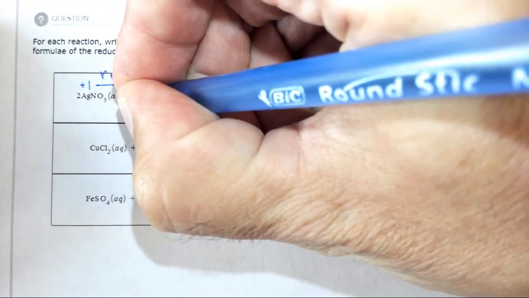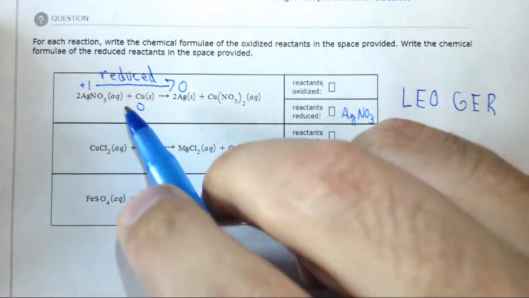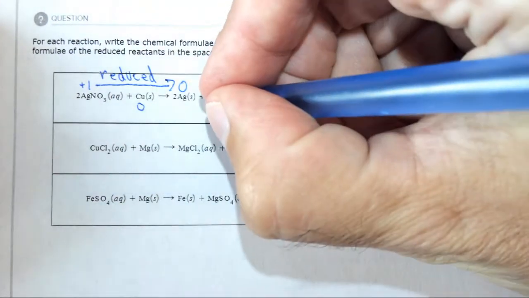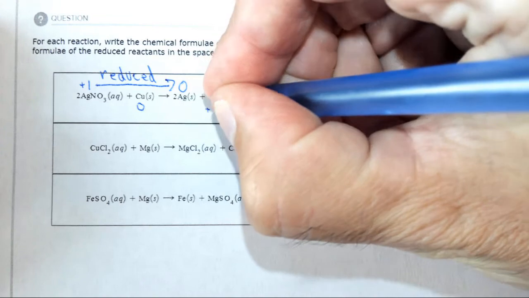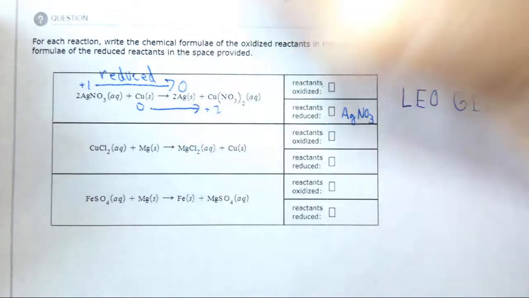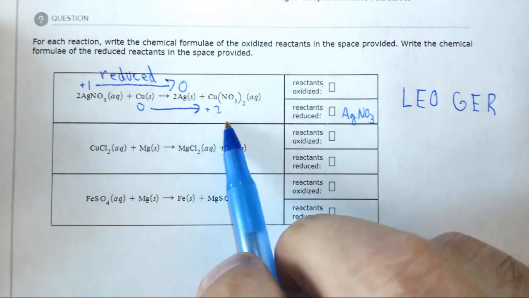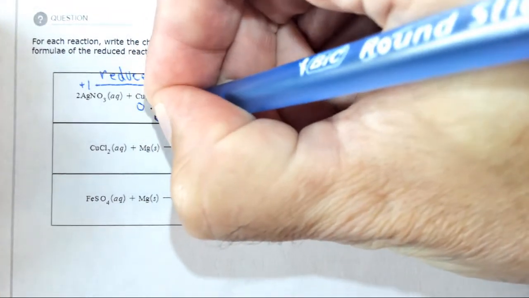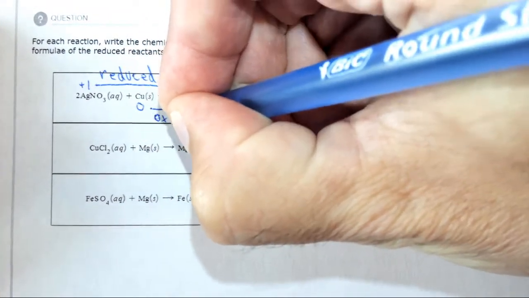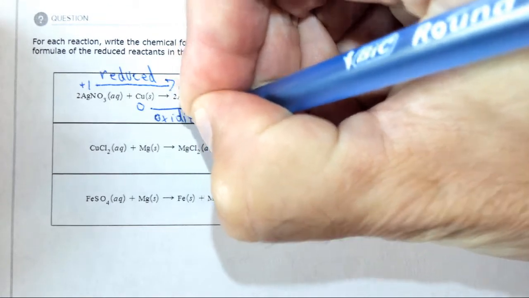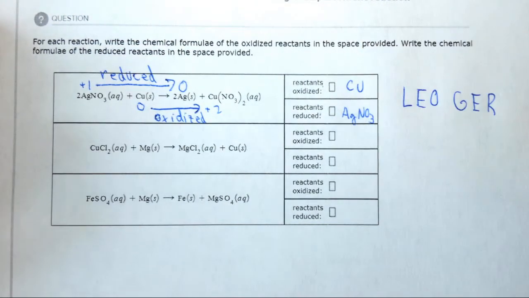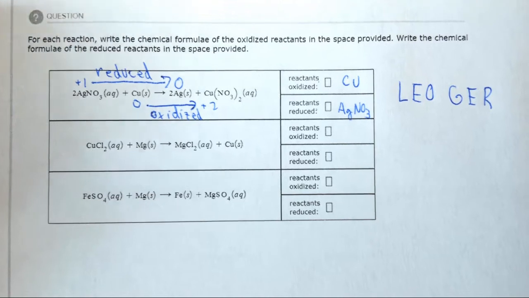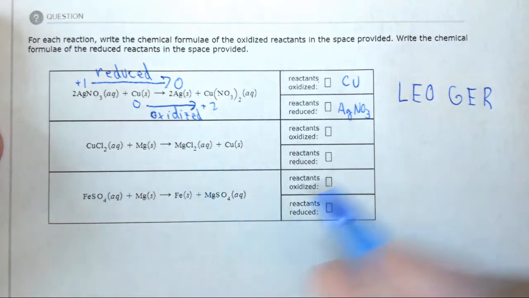So in this case, we have copper with an oxidation state of 0, it's elemental, and over here, copper is +2. So to go from 0 to +2, you have to lose electrons. So this is oxidized. So here, the reagent that's oxidized is copper. This is similar in this reaction here.